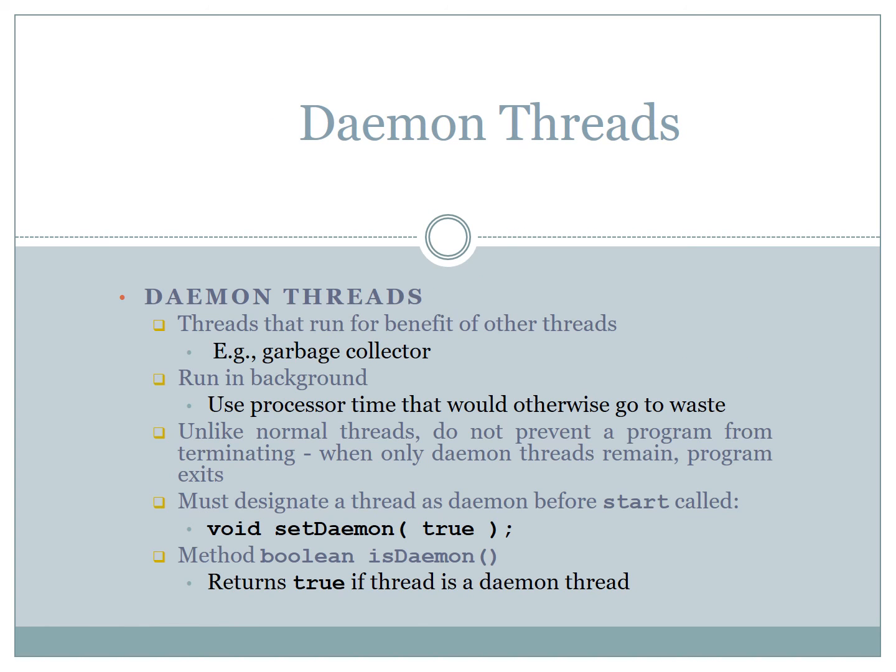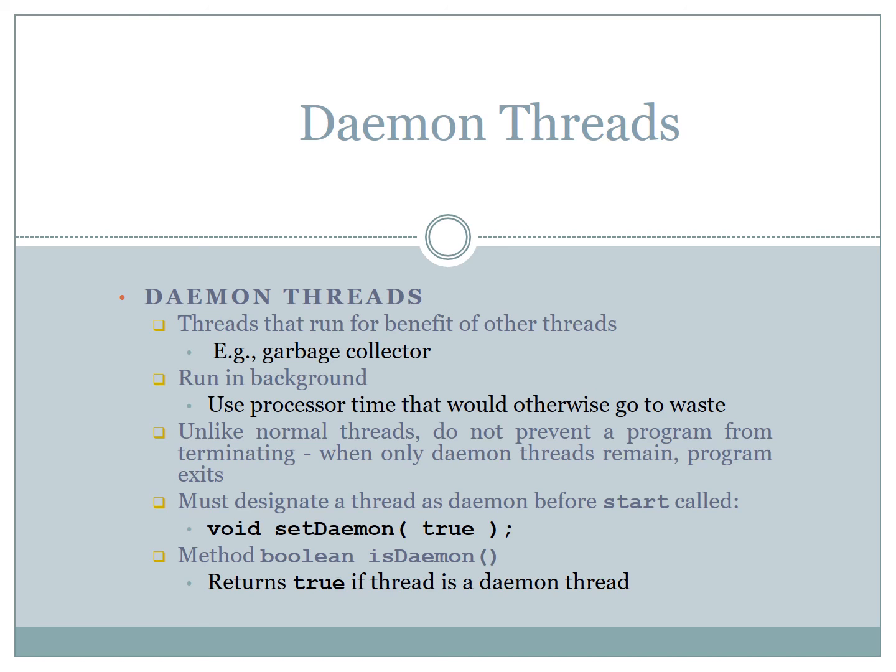Here I am going to introduce daemon threads. Daemon threads run for the benefit of other threads. An example is the garbage collector. It reclaims the memory occupied by the objects that are no longer in use by the program. So other threads can utilize those resources.